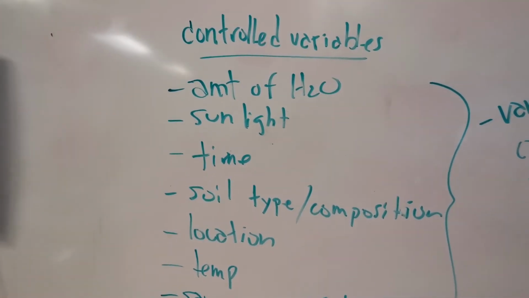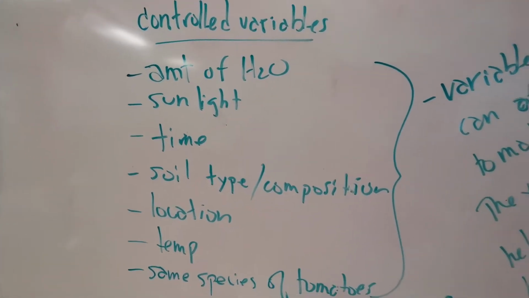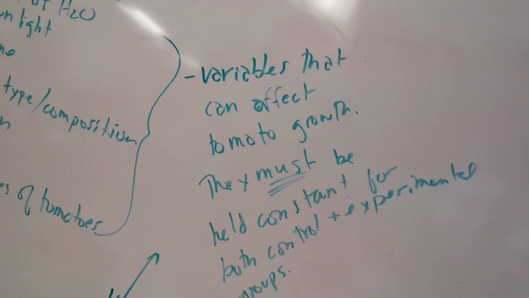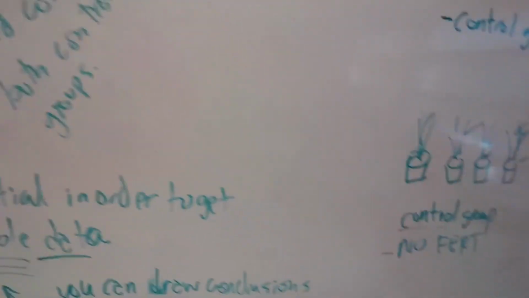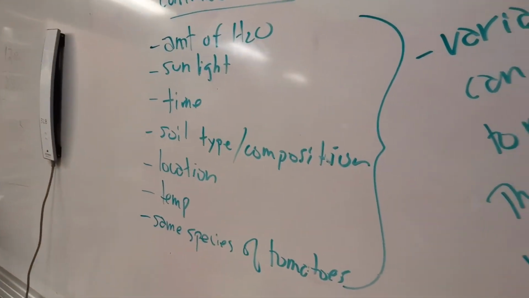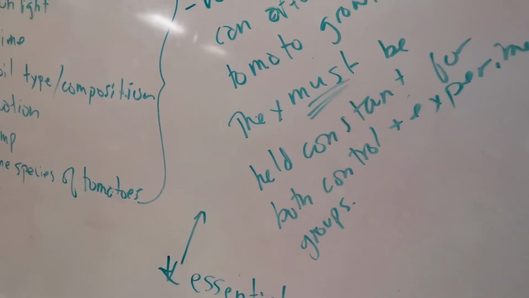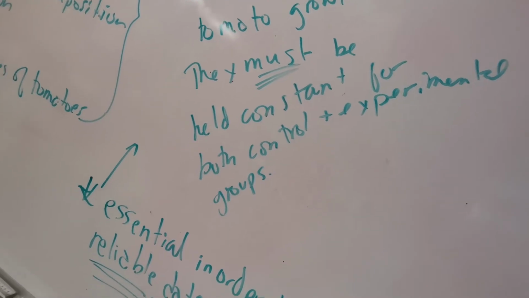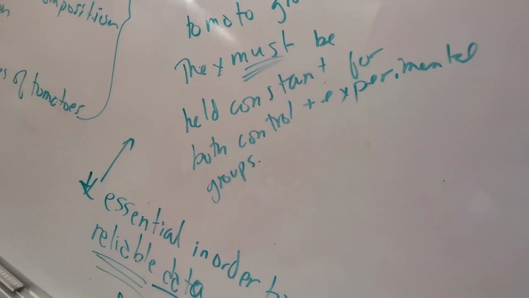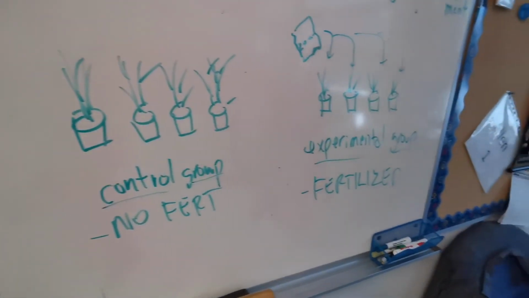So those are things that have to be controlled, and we must control variables, because if we don't control variables, there can be other things affecting tomato growth other than the fertilizer. So these must be kept the same. All right, so control variables, they can affect tomato growth. They must be held constant for both the control group and the experimental group.